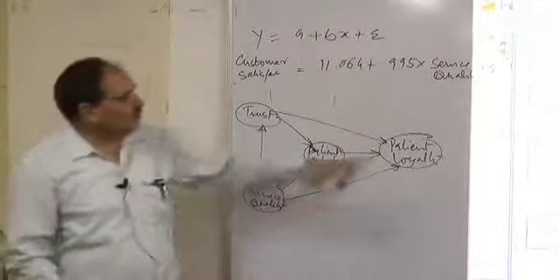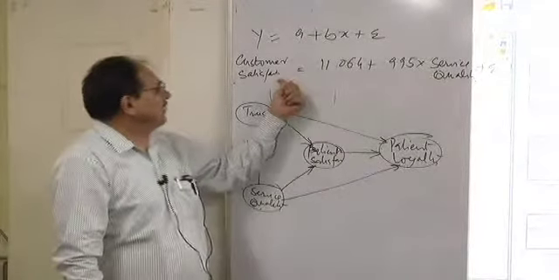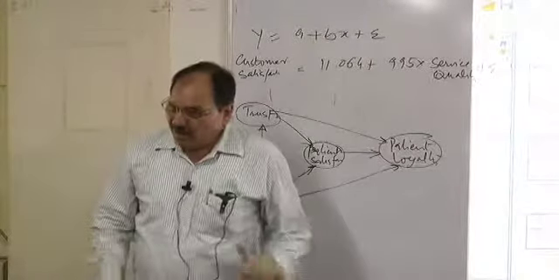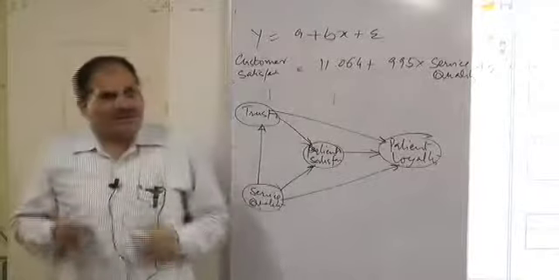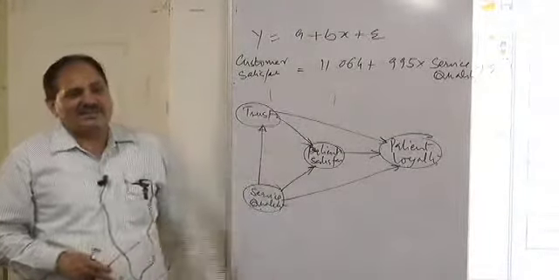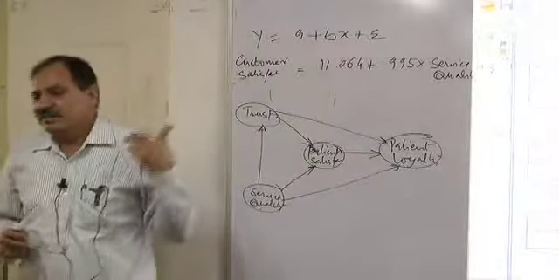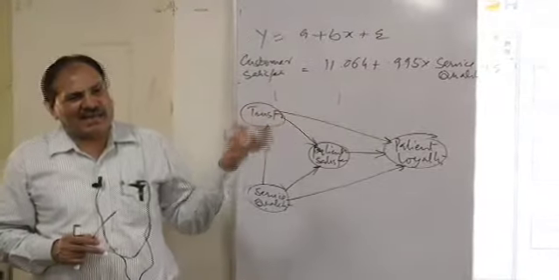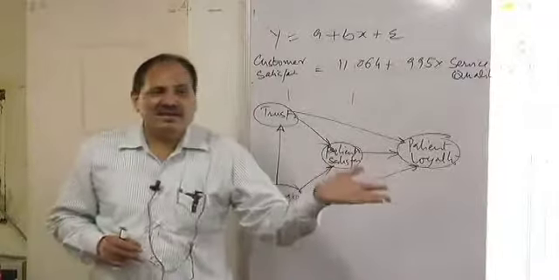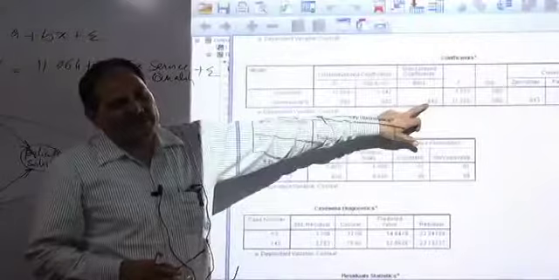That means if you improve service quality by 1 unit, your customer satisfaction would improve by 0.995. That means almost 1. If you improve service quality by 1, customer satisfaction also would improve by 1. That means they are in direct sync. So if you want better customer satisfaction, improve your service quality. That's one part. Look at the second part, that is beta.